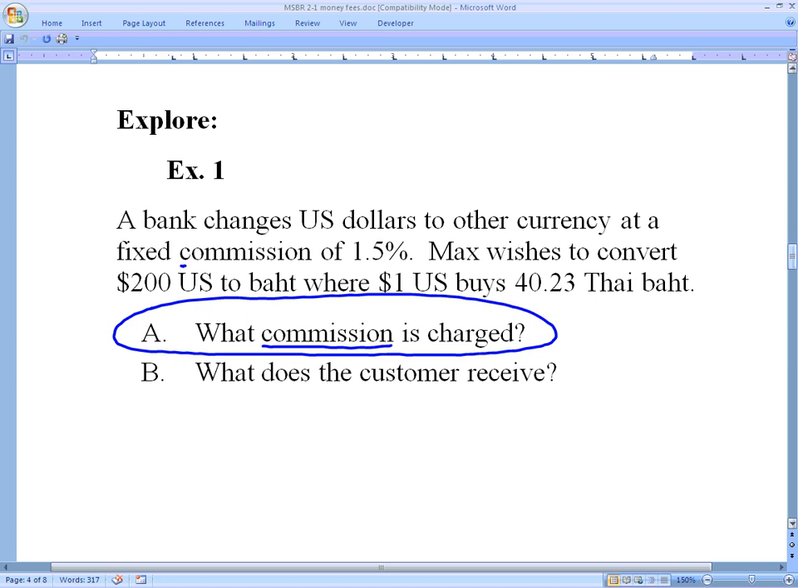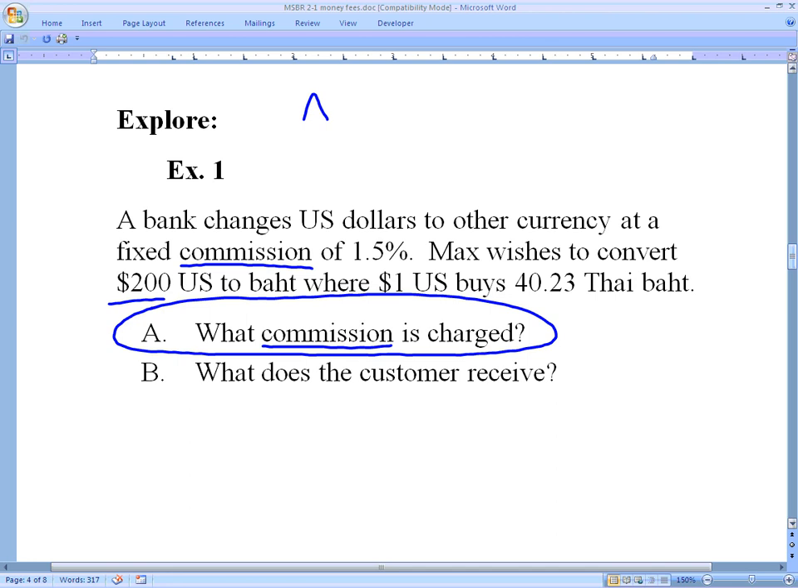It's a fee that's made by someone selling something. In this case, they're selling currency at 1.5%. So what commission is charged? Max is converting 200 US dollars. They take a fee of 1.5% of that. Now, it doesn't really matter whether you take the percentage up front with the $200 or after we convert it to baht. The value of 1.5% is going to be the same no matter which currency it's in. But seeing how we're starting with US dollars, why not just leave it that way?